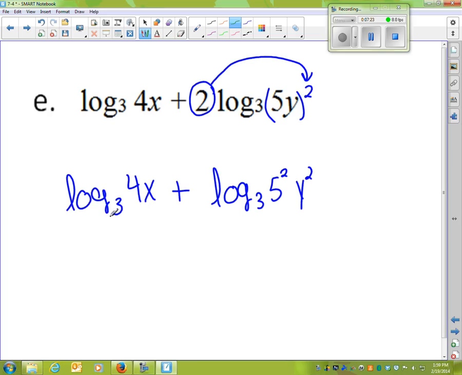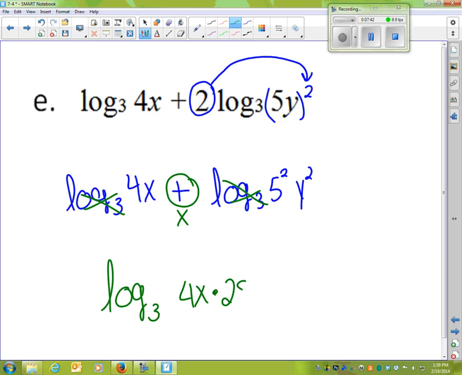Now I can rewrite them as a single logarithm. Log base 3, so I've taken care of those. My addition changes to a multiplication. So I'll take 4x times 5 squared, which is 25, and y squared. Simplify anything you can, and I get log base 3 of 100xy squared.